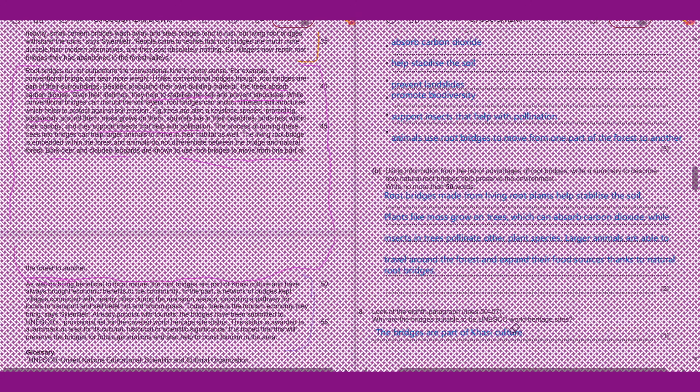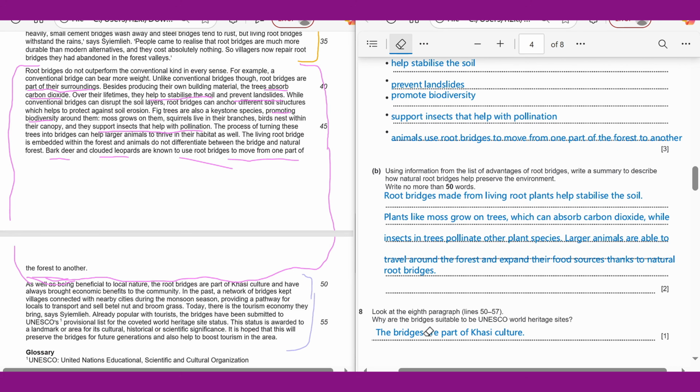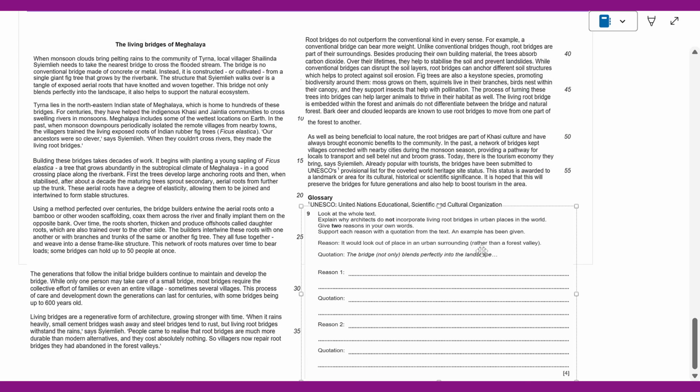Let's move on. You actually may answer that the bridges are a scientifically important part of Khasi culture, scientifically important as they promote biodiversity and also improve the environment. Okay, let's move on to the next question. Okay, guys, now we are in question 9. Look at the whole text.